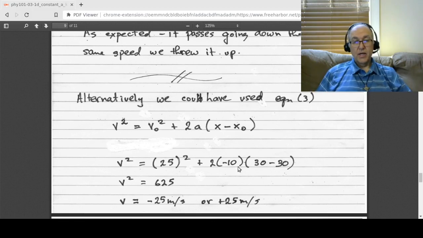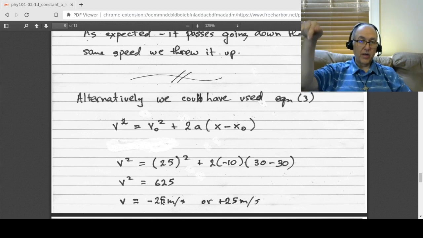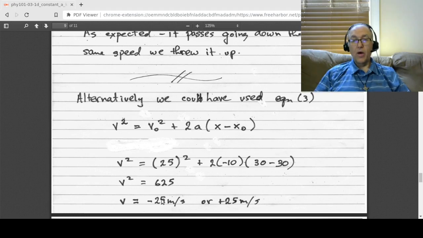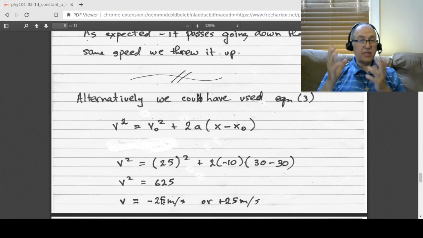Well, we know what the interpretation is. The plus 25 meters per second, that's when you're on the way up, and the minus 25 meters per second, that's when you're on the way down. Okay, so I just wanted to show you this before I move on to the next section, because all of the equations give you the same interpretations. I mean, they might get there by different steps, but they're really giving you the same interpretation.